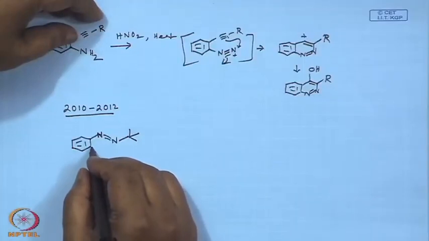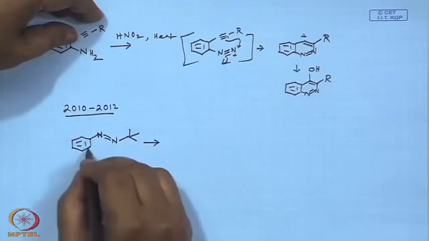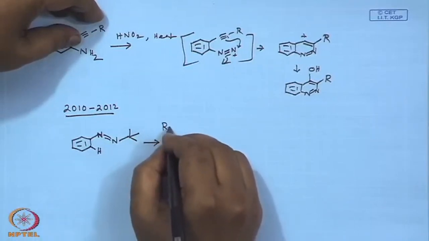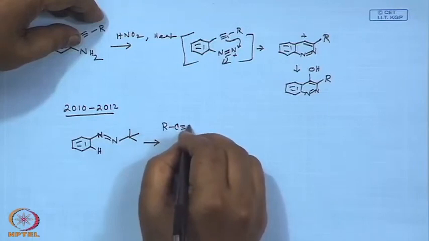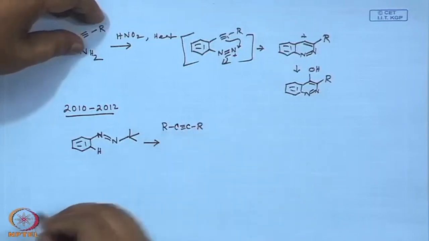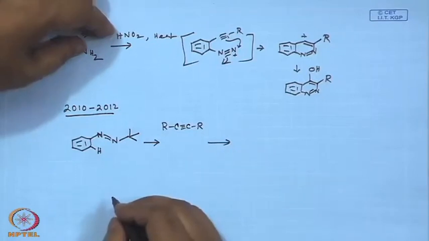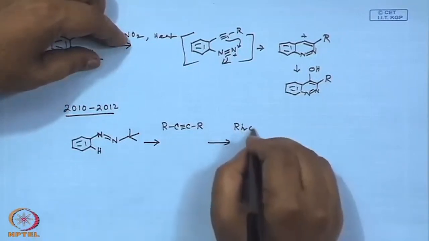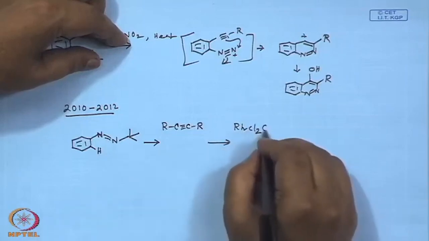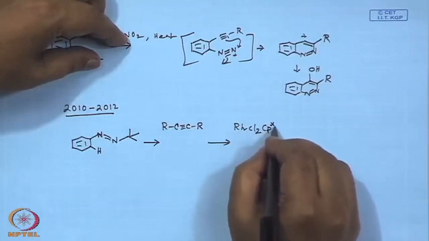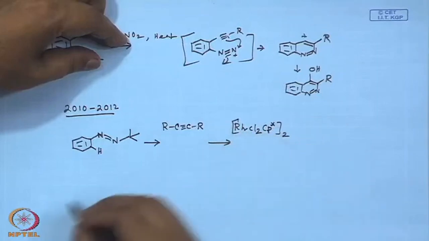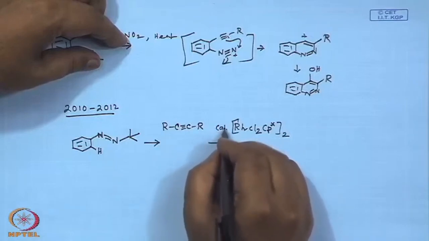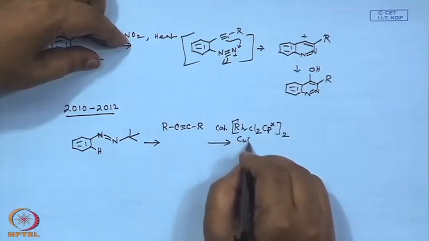So now if you treat this with an alkyne, a disubstituted alkyne, let us say R here, in the presence of the rhodium catalyst. In this case, the rhodium catalyst is rhodium Cl2 dichloro Cp star, which is believed to be in a dimeric state, and this is the catalyst. Then an equivalent amount of oxidant is required.